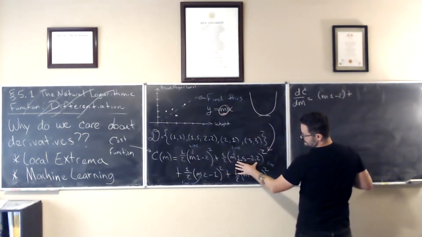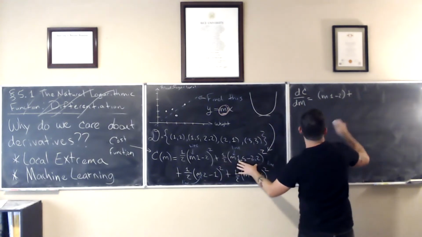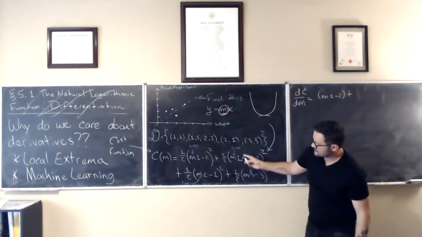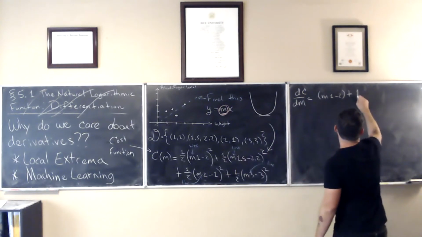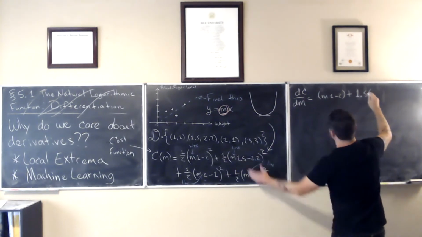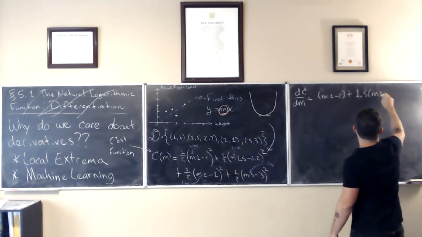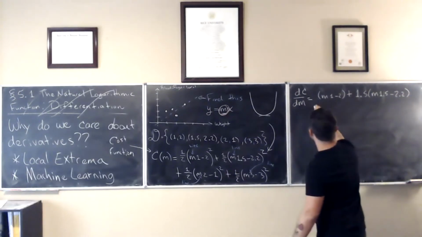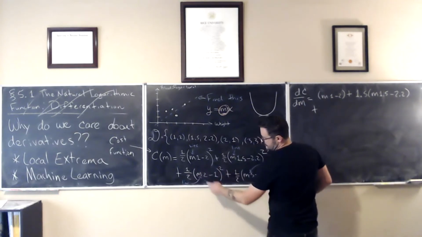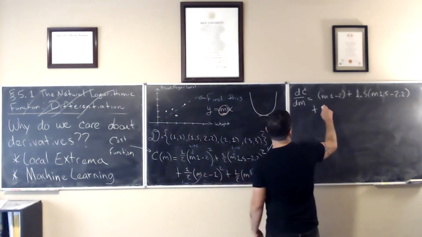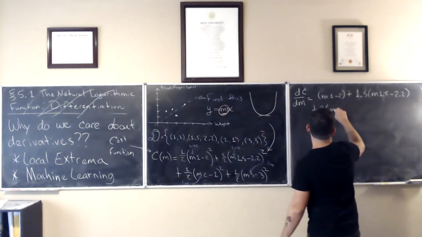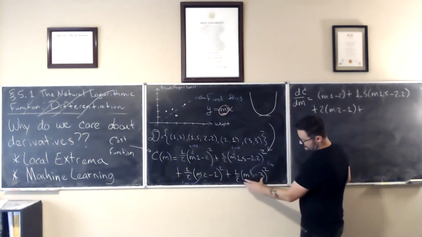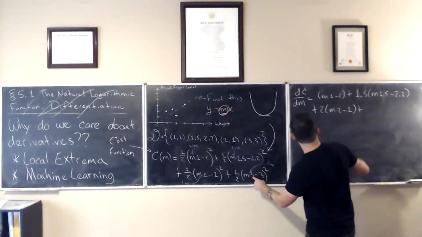Plus 2 times 1/2 times the derivative of the inside. So the second piece, the half cancels out the 2. The derivative of the inside is just 1.5, so this will be 1.5 times the inside. Plus 2 times 1/2 goes away times the derivative of the inside, so 2. And then 2 times 1/2, and the derivative of the inside is just 3.